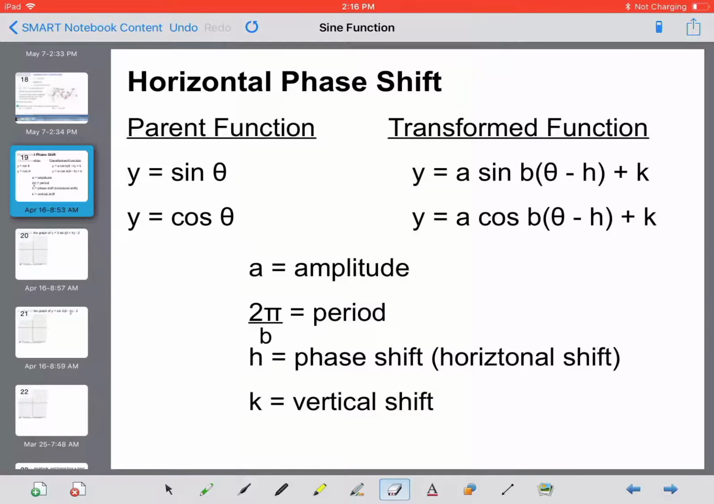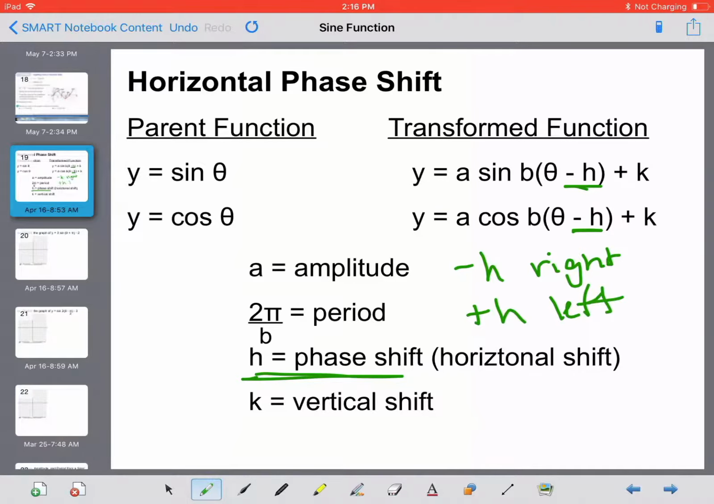Hey everybody, I know that we have some questions with the Khan Academy, so I'm going to try to clear up some questions here. We're going to really be focusing on the phase shift part of that, so that's the horizontal shift. That's where that minus h comes into play. The minus h is actually to the right, but a plus h is to the left. I know that's kind of backwards, but that's how it is. The amplitude, period, vertical shift, that's all going to be the same whether you're dealing with sine or cosine.